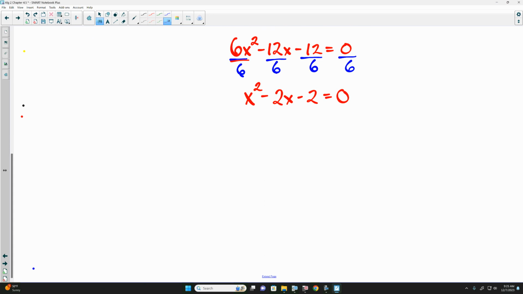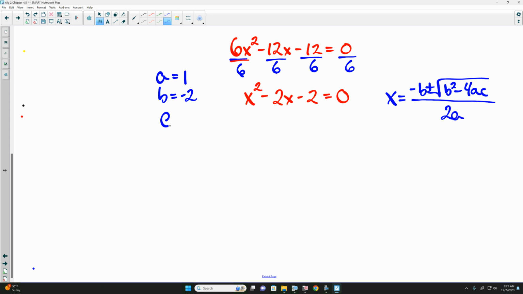Now, we're going to have to use the quadratic formula. Now, we can check and see using the square root part of the quadratic formula, square root of b squared minus 4ac, where a in our case here is 1, b is negative 2, and c is negative 2, because this is lining up with our ax squared plus bx plus c. A is the number in front of x squared, b is the number in front of x, and c is the number without a variable. So we have a, b, c.